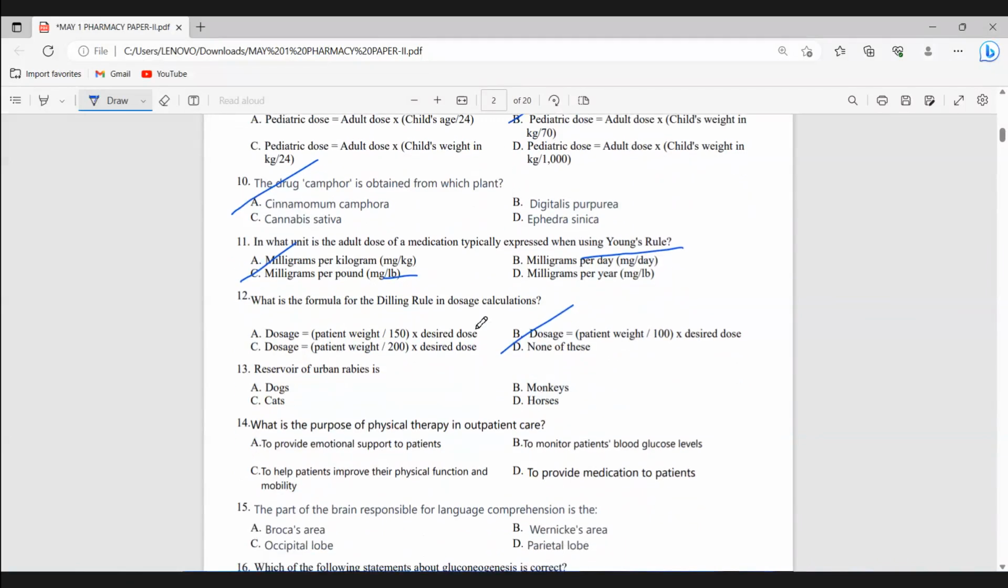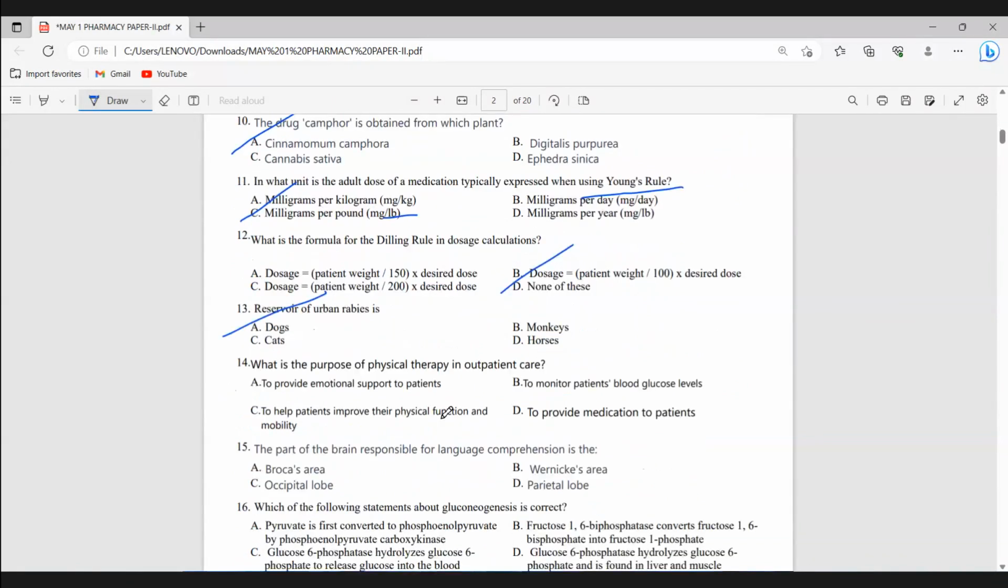Then coming on to the 13th question. The reservoir of urban rabies is dogs. Then 14. What is the purpose of? Wait 1 second. Young's is used in mgs.